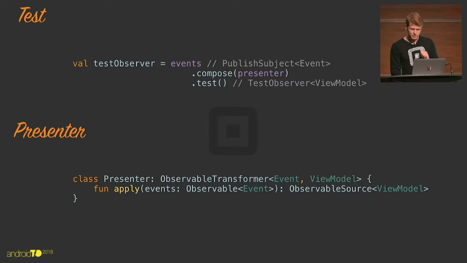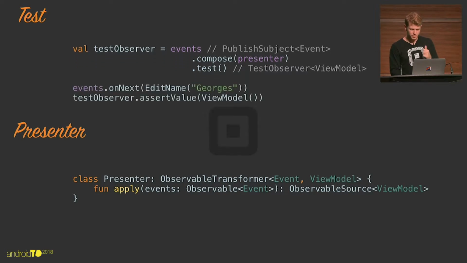Testing is also really nice. It's so simple. You call test, you get the test observer, you pass events to the event, and just assert that a view model has been emitted. There is no trick to do. It's just easy to test.